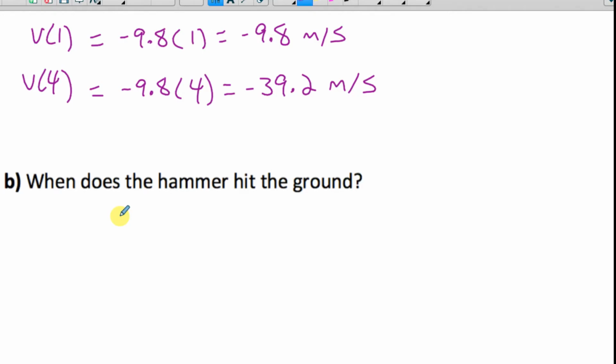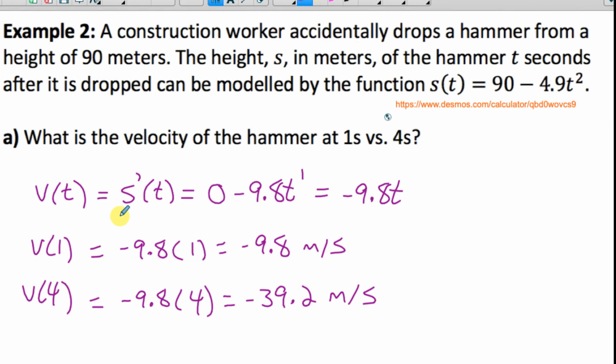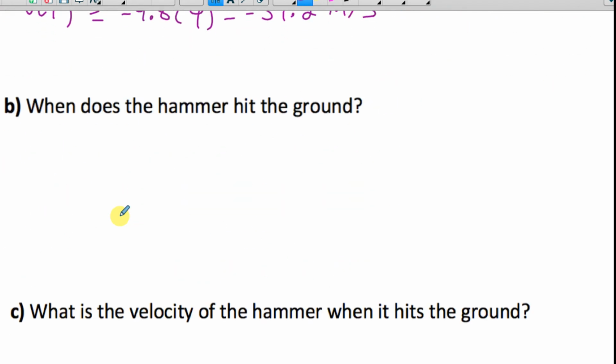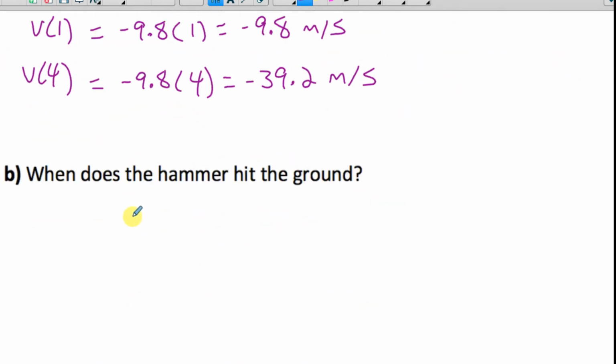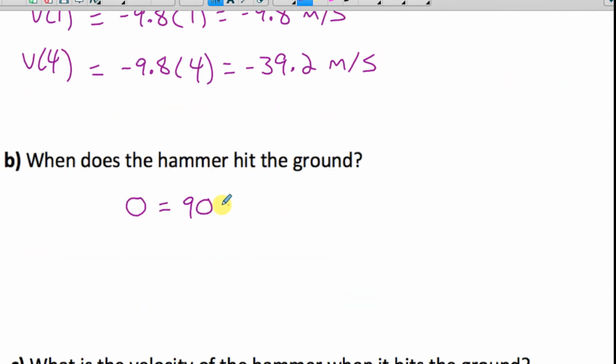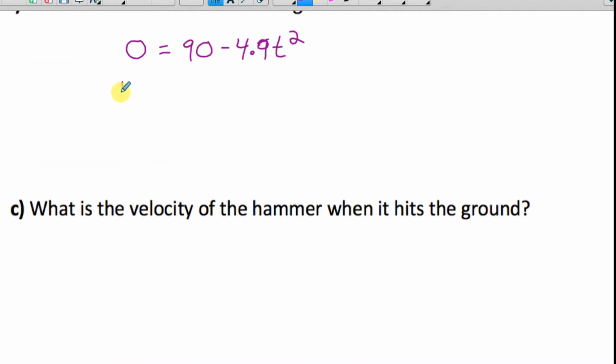Part B says, when does the hammer hit the ground? So I know, when is the displacement from the ground 0? This has nothing to do with velocity or acceleration. I just want to know, when is the original function, the displacement function, equal to 0? So let's solve that. Let's set s of t to 0. So if I solve this function, 4.9 t squared equals 90. t would equal plus or minus the square root of 90 over 4.9.